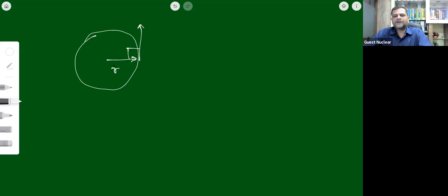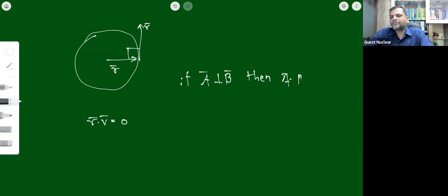So if this is r bar and this is v bar, then what is the scalar product of this r bar and v bar? It is going to be 0. Very good. 0. Very good, Athar. Since they are perpendicular to each other, and we have already seen in the properties of scalar product that if a bar is perpendicular to b bar, then the product of these two vectors a bar and b bar always becomes equal to 0, and this is the property which we can use here.